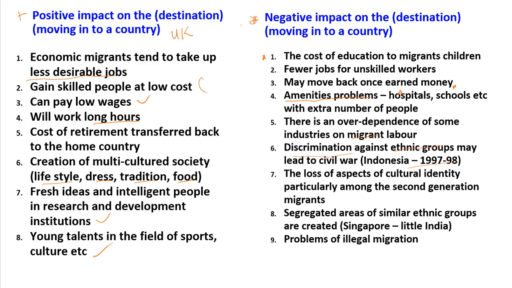Now, the loss of aspects of cultural identity, particularly among second generation migrants. There are usually segregated areas of similar ethnic groups created. You have Singapore, Little India, you can check that in Singapore. Now we have problems of illegal migration, where people come into the country illegally to work.